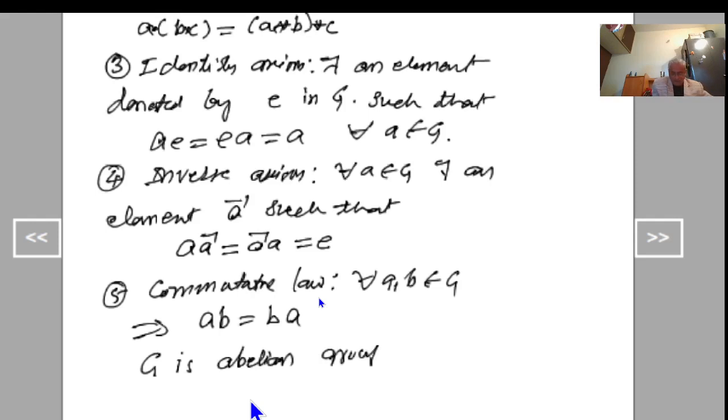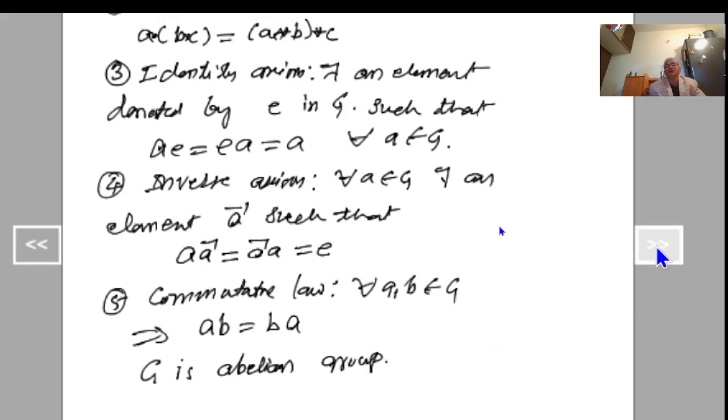So G is said to be abelian if it satisfies 5 axioms. First one is closure law, second one is associative law, third one identity element must be there, fourth one inverse of each element must be there, fifth one the commutative law holds. Then we say that G is an abelian group. Okay, this is the definition of group.